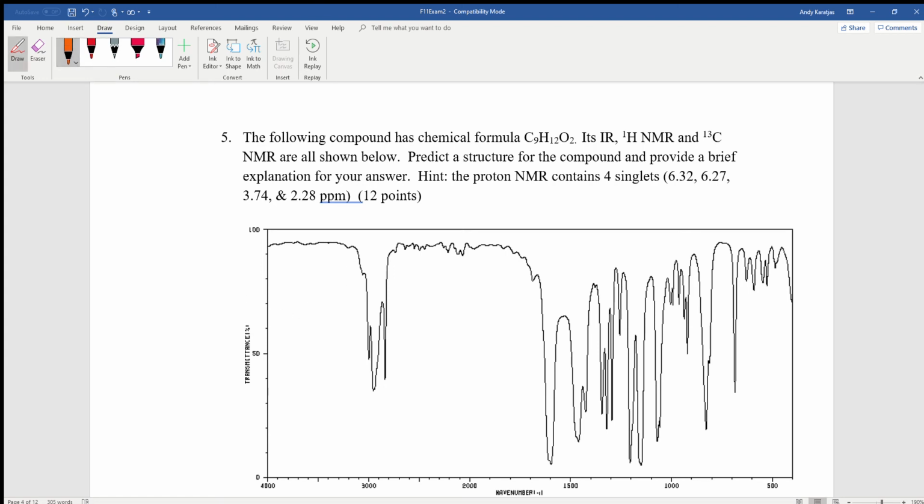Here we are trying to come up with a structure that satisfies a chemical formula that's given. The first thing I'm always going to do with a chemical formula like this is to calculate out the degrees of unsaturation.